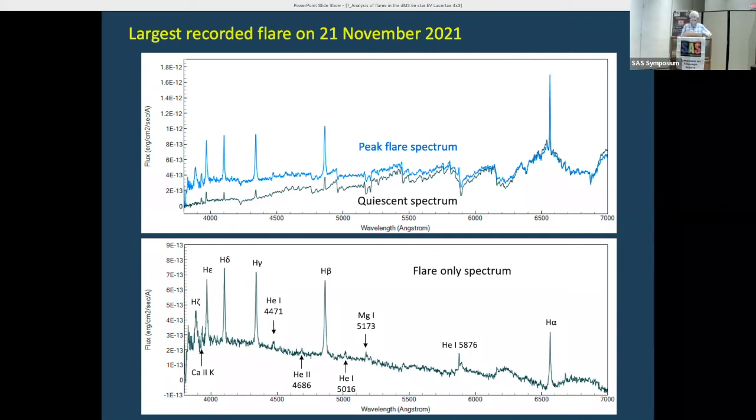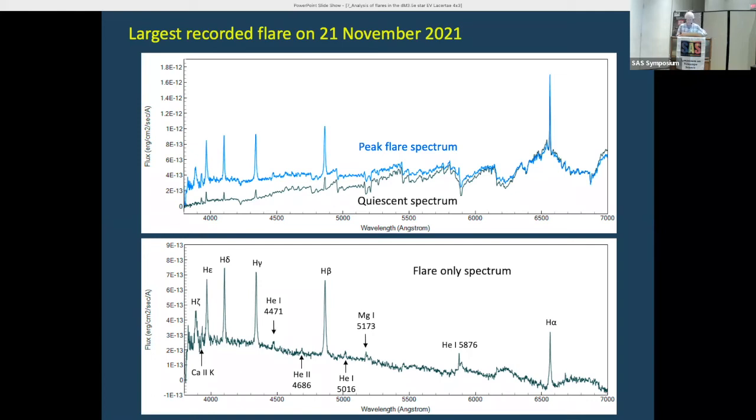And you can see that what happens during the flare is essentially that the blue end of the spectrum rises. The energy is being emitted increasingly towards the blue end of the spectrum. There is relatively little change in the H alpha line, which is perhaps a problem of just measuring H alpha on its own. But you can see that the higher order Balmer lines, beta, gamma, delta, and epsilon, increase substantially more during the flare. And on the bottom plot is the difference between the two lines in the upper plot, which is the flare-only spectrum.